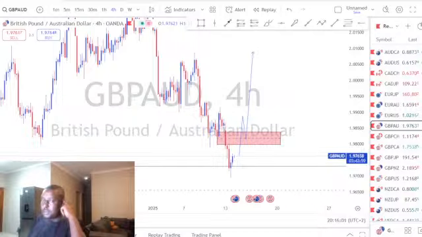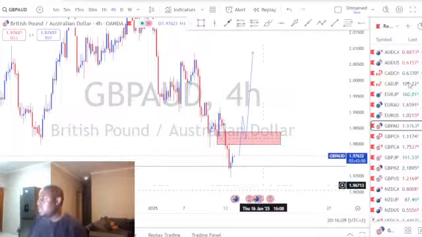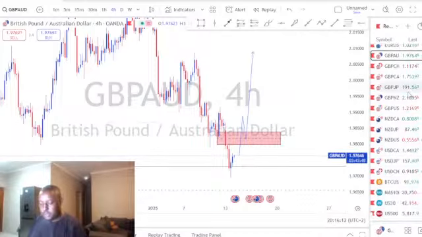We got a very bullish NFP number over the week. Let's just quickly look at USDJPY, AUD, and USDCAD, because those are the other positions that I'm looking into.